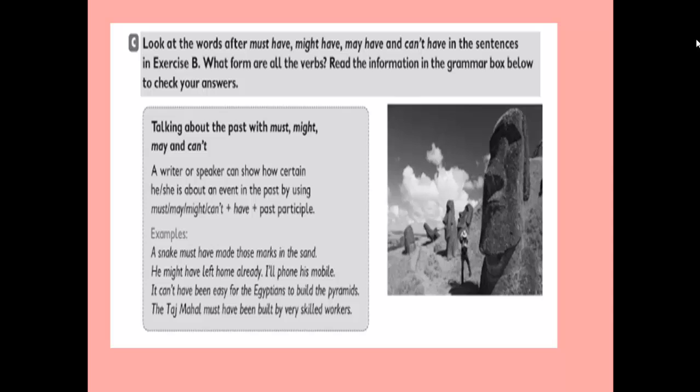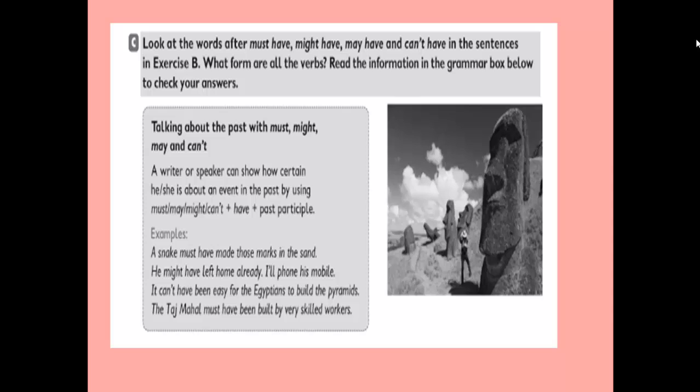The second example: he might have left home already. I will phone his mobile. So he might have left home already. We don't know if he has left or not. He might have left home already, so I will phone his mobile. I will call him.